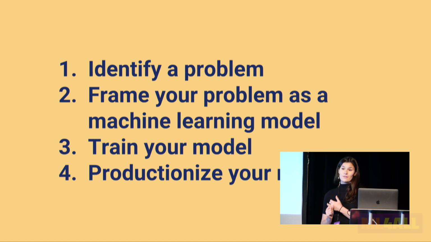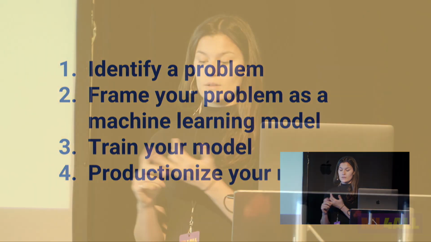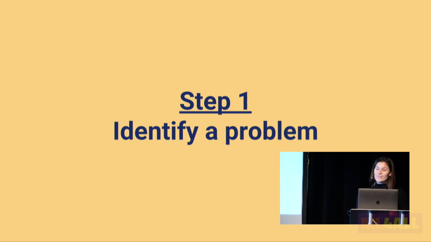You first have to identify the problem that you're solving. Secondly, you want to frame it in such a way that it looks like a machine learning model. Third, you want to train your model. And then lastly, you need to productionize it. And then you're done. Obviously, there's a little bit more to it than that, so I'm going to dive into each step a little bit more. The first being identifying a problem.